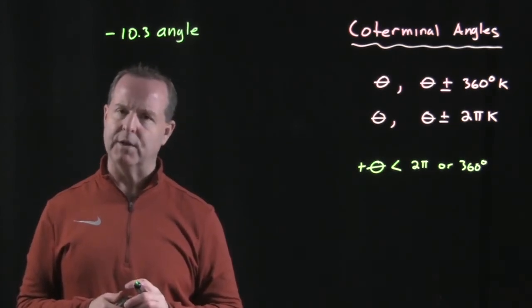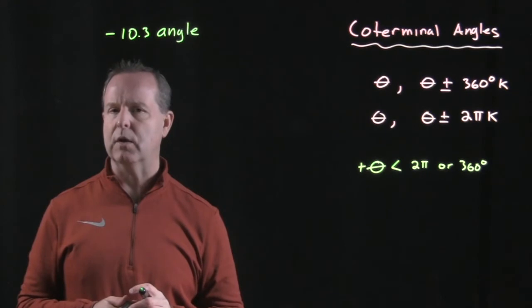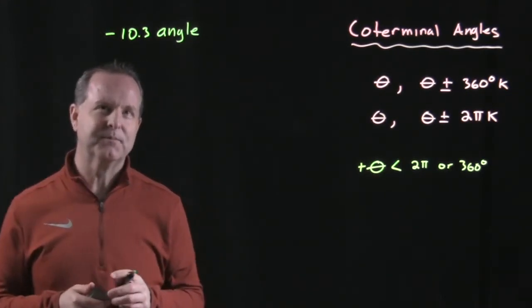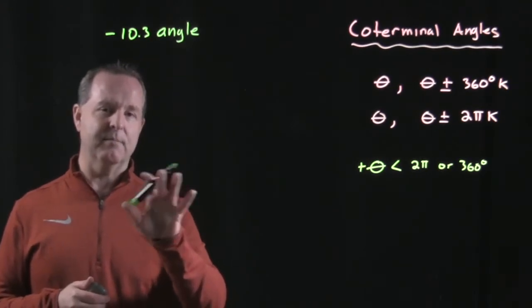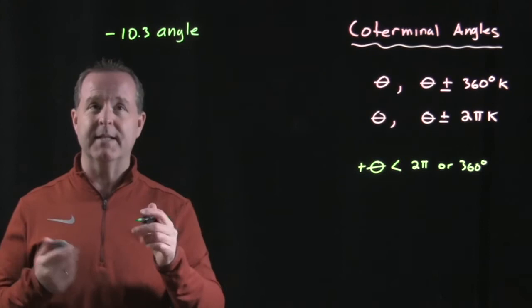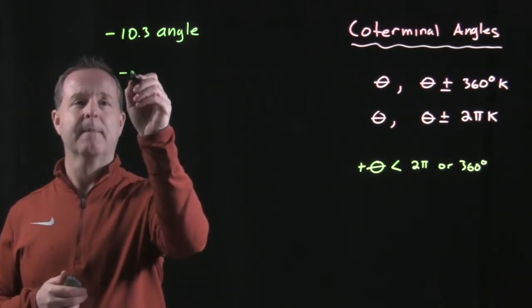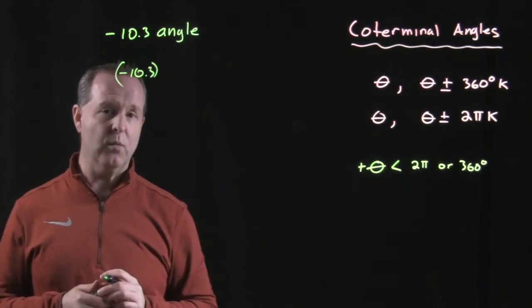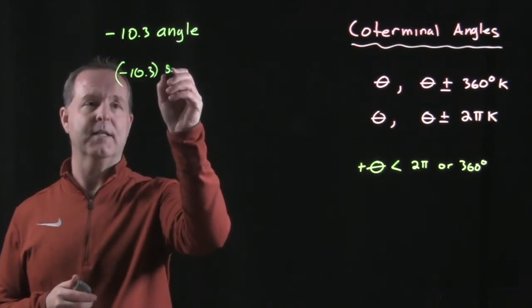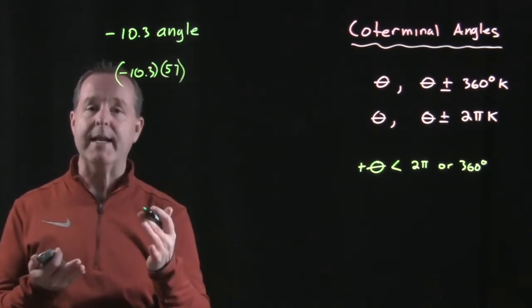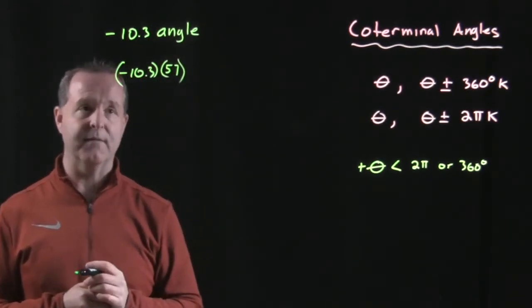But what is that measure? What exactly does that look like? How do we know where it fits within the circle? So my best suggestion to you is let's figure out what its degree representation should be. Remember how much a radian was? A radian was approximately 57 degrees. So I have 10.3 radians where each radian was 57 degrees.